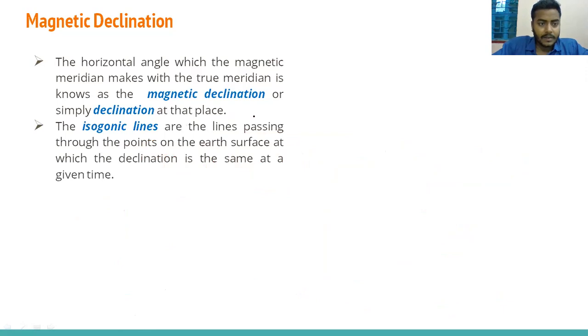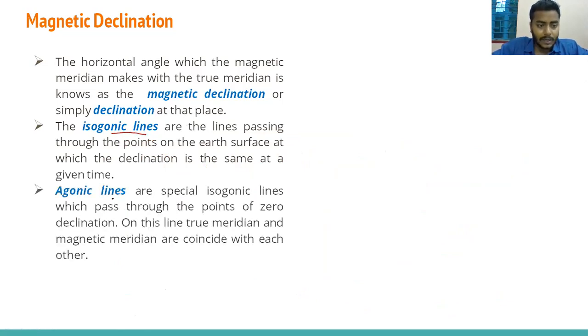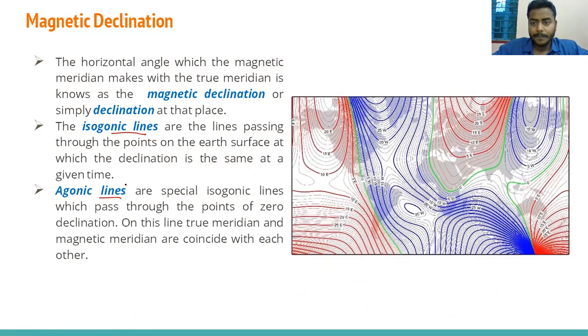These are very important lines, you can say, the isogonic lines. What are the isogonic line and agonic line? You can understand in this figure. So isogonic lines: the line passing through points of Earth surface where the declination is the same at the given time. Means declination would be the same.